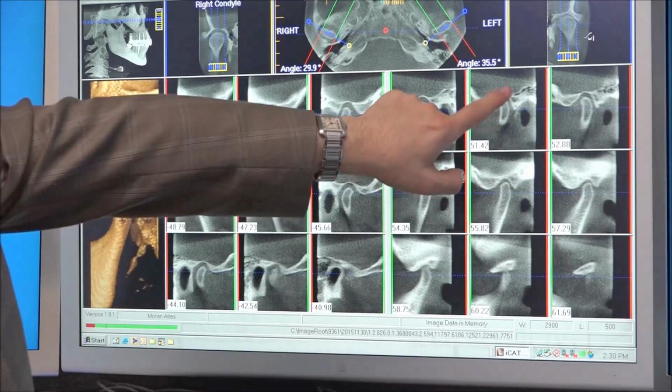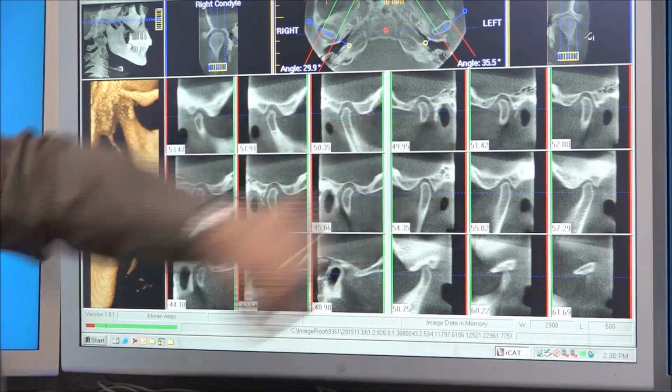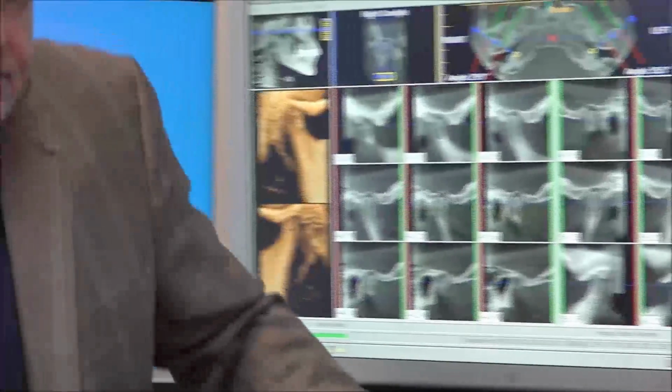So, if this disc has moved forward and the condyle is putting pressure on the tissues here, then it becomes a very painful situation. And that's when people have TMJ pain. Now, you may ask, what is the treatment for TMJ?